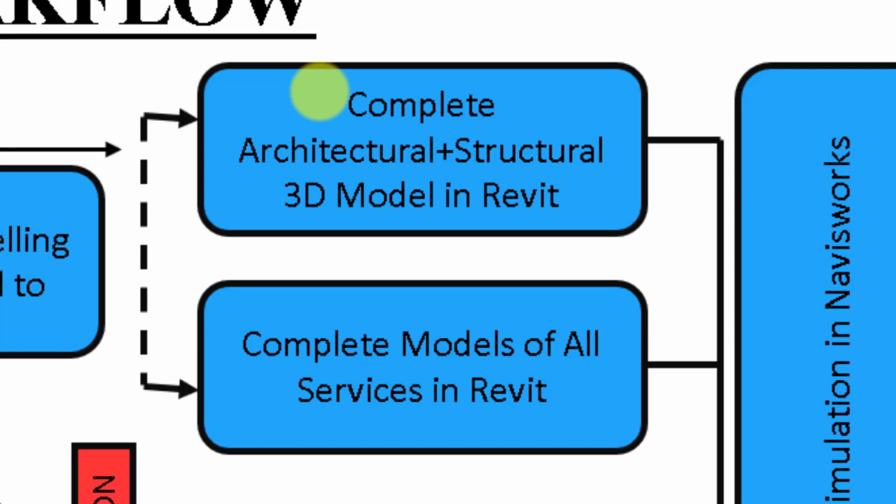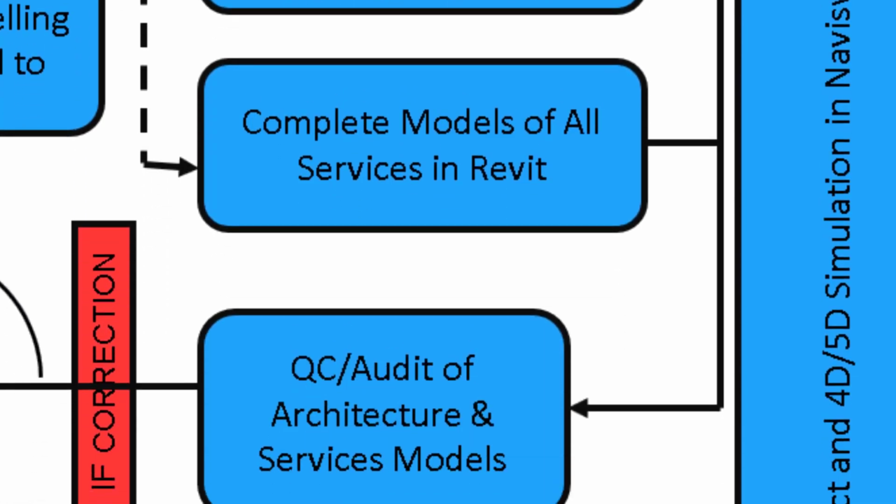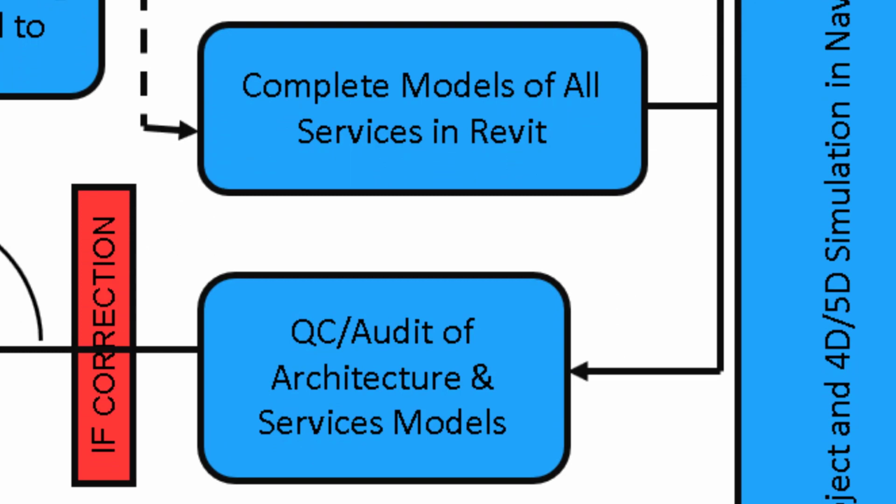Okay, so once we complete all the 3D information modeling, then we do the QC or the audit of the architecture and the services model. What do you mean by QC? That is quality control. We have to audit whether we have correctly modeled it or not, whether we have modeled it according to the standards or not, whether all the lines are of the proper width, whatever fonts we have used are according to the standards or not, whatever sheets we have produced are according to the standards or not. So those things need to be audited or checked.